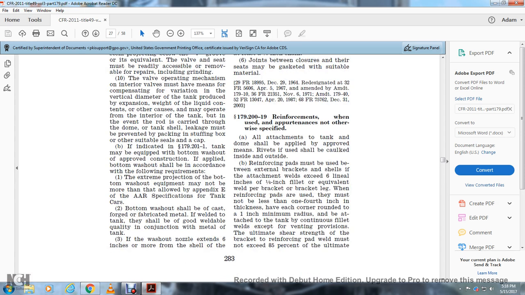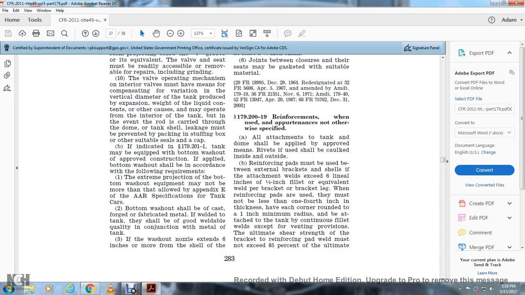179.219 Reinforcement, when used, with the requirements not otherwise specified. All attachments to the tank or dome shall be applied with approved means, with the rivets used being caulked from the inside and outside. Reinforced pads must be used between the external brackets and the shell. Attachment welds exceeding 6 linear inches require a 1/4 inch fillet or equivalent weld on the bracket leg.